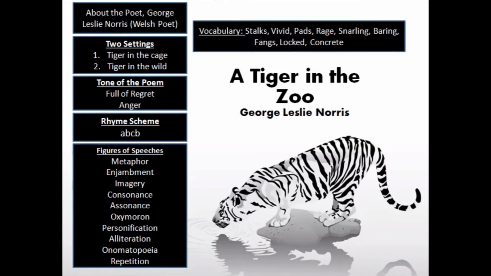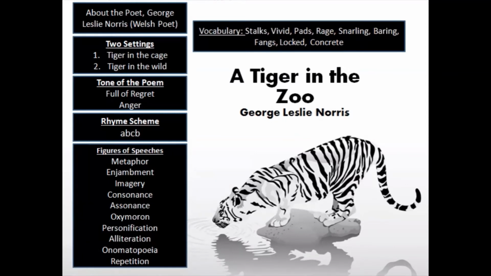So this is a very beautiful poem. As you can see, the tone of the poem is full of regret and anger, because the poet feels angry that the ferocious, beautiful animal is caged instead of being left free. So totally the voice or the tone of the poem is full of regret and anger from the poet.